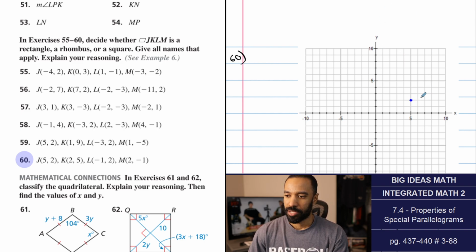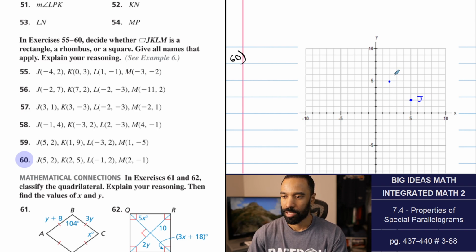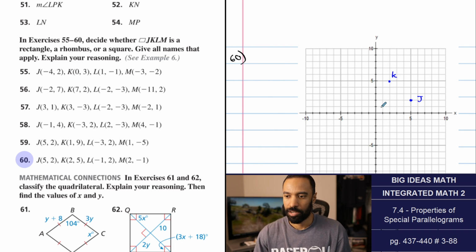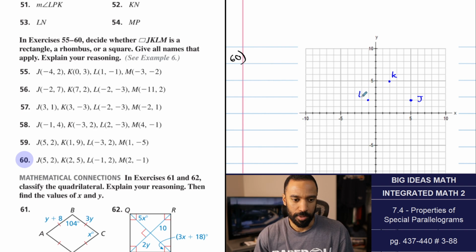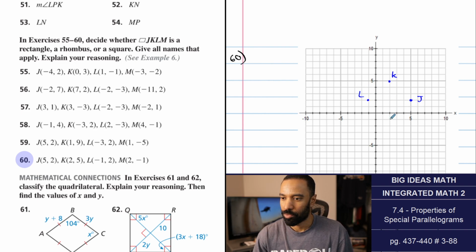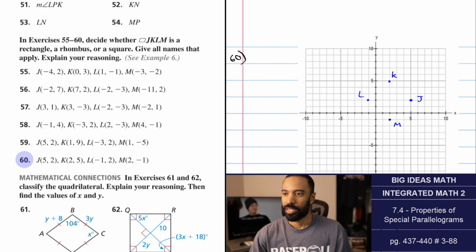We start at 5, -2 again. J, and 2, 5. Negative 1, 2. We haven't seen a square in a while. I'm guessing this will probably be a square. And M: 2, negative 1. Yeah, looking very squarish.